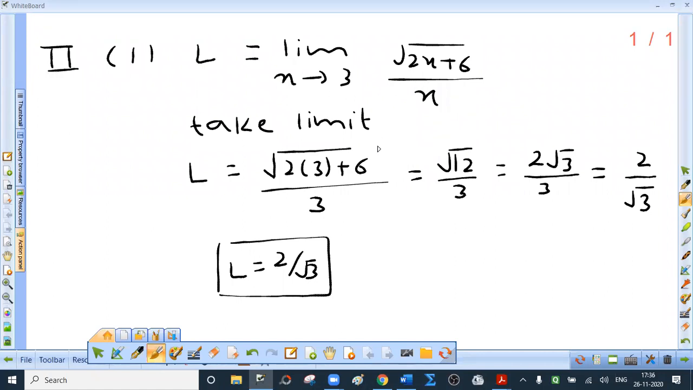So root of 6 plus 6, that is root 12, which is root of 4 into root 3. So 2 root 3 upon 3. Now this 3 is root 3 into root 3. So the final answer is L equal to 2 upon root 3.